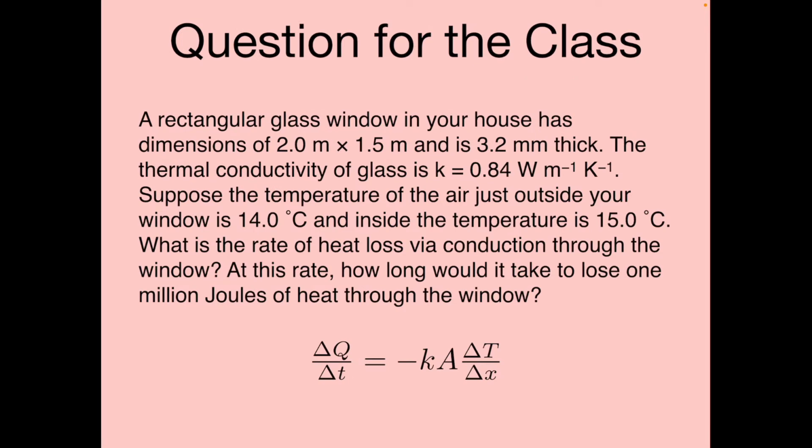So let's take a look at an example here. Let's say we have a rectangular glass window, which has dimensions 2 meters by 1.5 meters, and it's 3.2 millimeters thick. The thermal conductivity of glass is K equals 0.84 watts per meter per Kelvin. Let's suppose that the temperature of the air outside your window is 14 degrees Celsius, and the inside temperature is 15 degrees Celsius inside of your house. So what is the rate of heat loss via conduction through the window? And at this rate, how long would it take to lose 1 million joules of heat through the window?